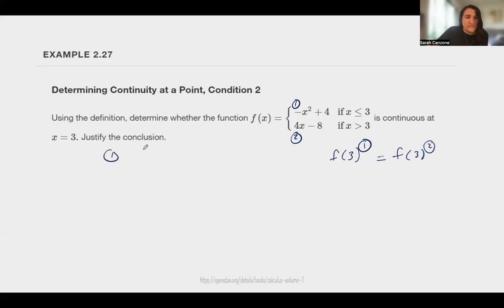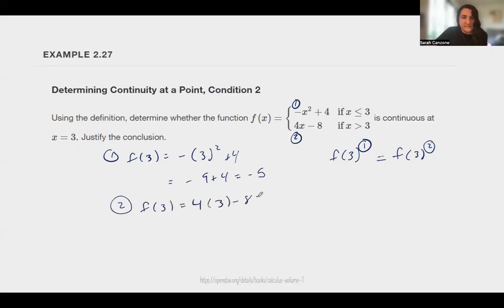So for function 1, f at 3 equals negative 3 squared. And this is really important. If you have the negative and you have the squared, the 3 just goes in, or whatever you have just goes in right where your x is. So the negative just does stay out front. So that's plus 4, which is negative 9 plus 4, which is negative 5. For your second function, we'll say f of 3 is 4 times 3 minus 8. 4 times 3 is 12 minus 8, which is going to be 4.